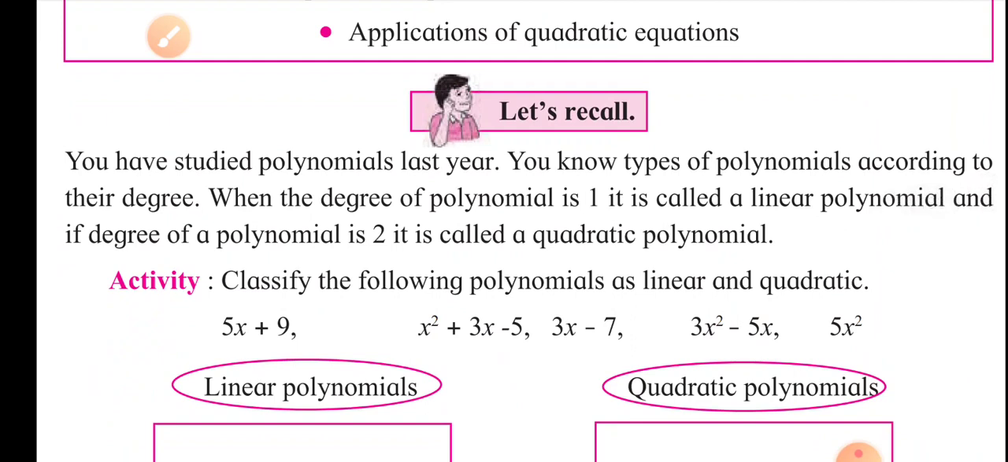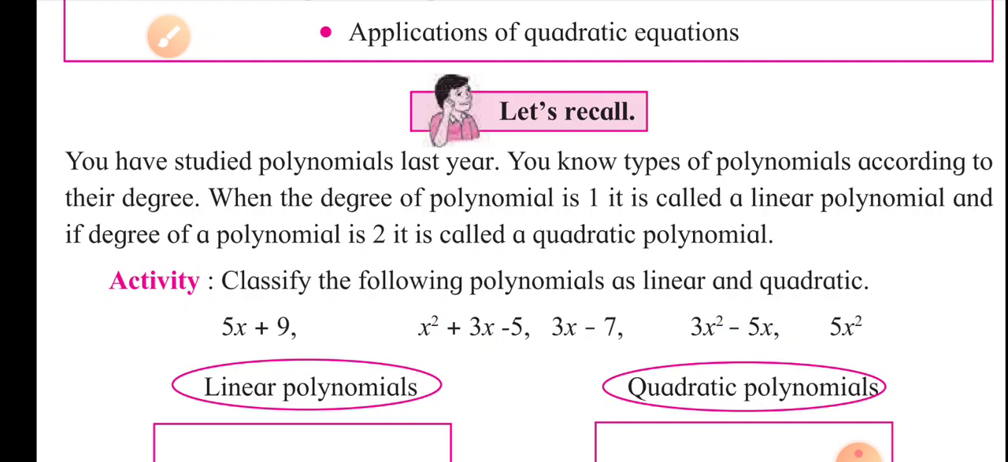You have studied polynomials last year. You know the types of polynomials according to their degrees. We already discussed this. If the degree is 1, that is a linear polynomial. If the degree is 2, that is a quadratic polynomial. And if the degree is 3, that is a cubic polynomial. So in this lesson we have to understand quadratic polynomials, meaning quadratic equations.